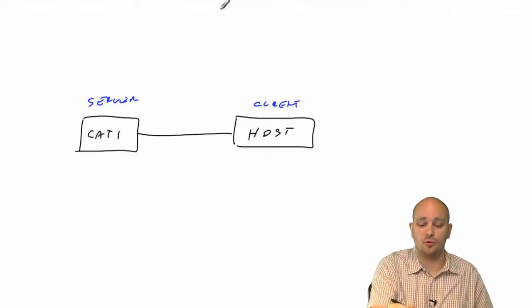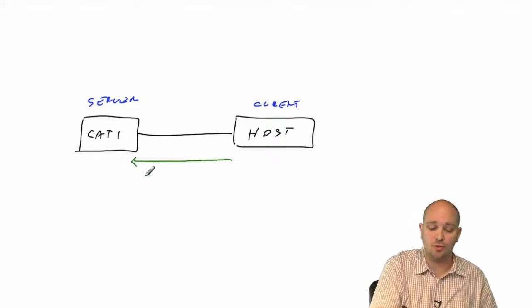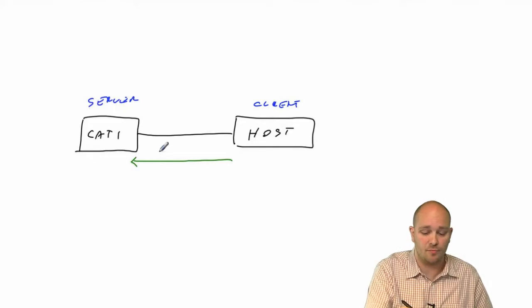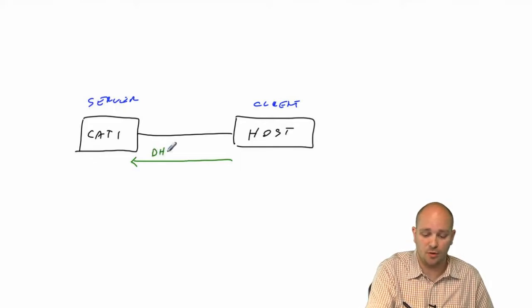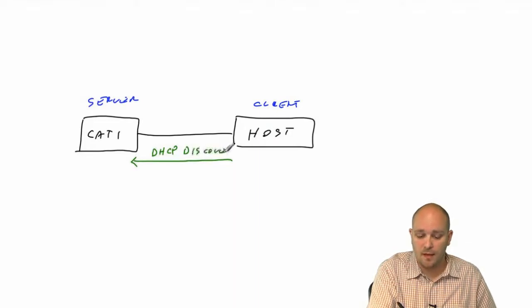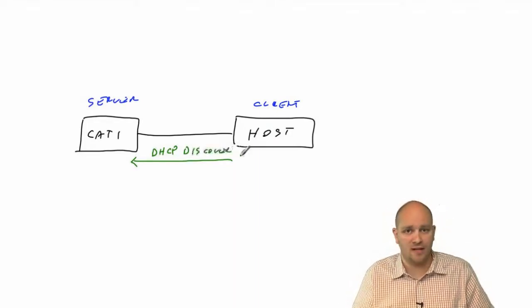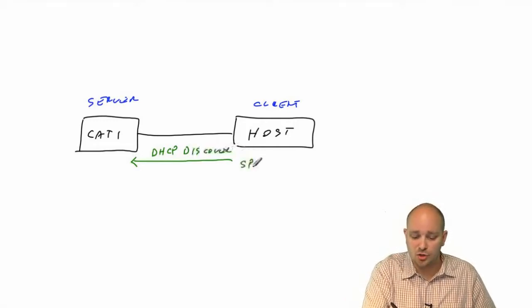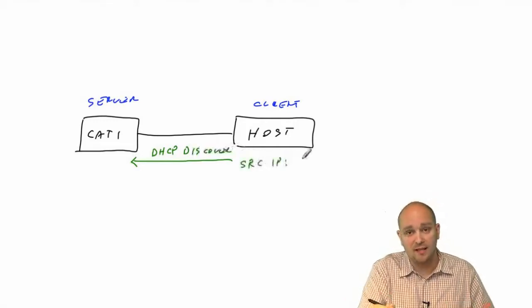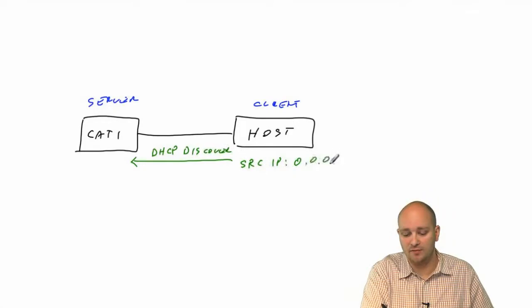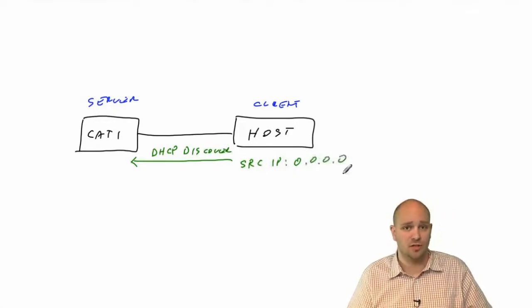The first thing that is going to happen is the host is going to send out a discover message. So this is going to be our DHCP discover message. Because the host at this point in time does not have an IP address, the source IP address in this request is going to be an empty field. It is going to be 0.0.0.0.